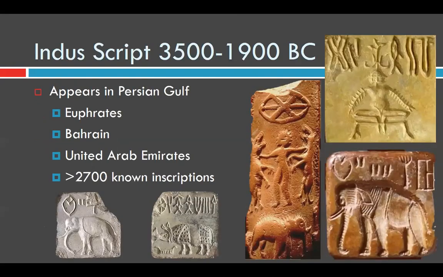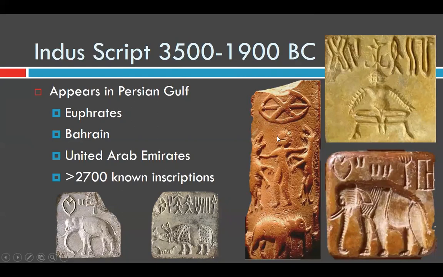It does appear in the Persian Gulf. It shows up in Euphrates Valley. It shows up in Bahrain, in the United Arab Emirates. There's less than 27, I should say 2,700, known inscriptions. You can see here some different seals in the bottom left, the elephant seal I told you about and the rhinoceros seal. But look at this on the right, a couple of these. You see this wheel spoke sign, a daisy wheel sign.